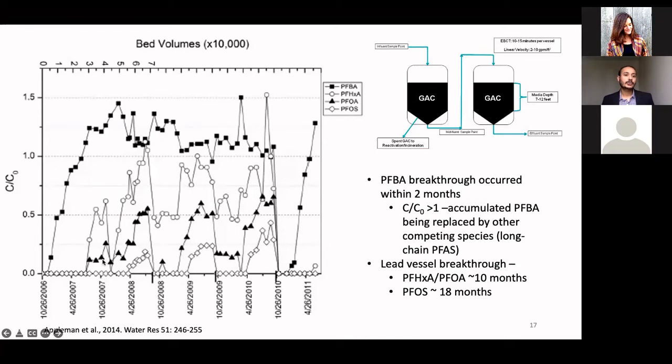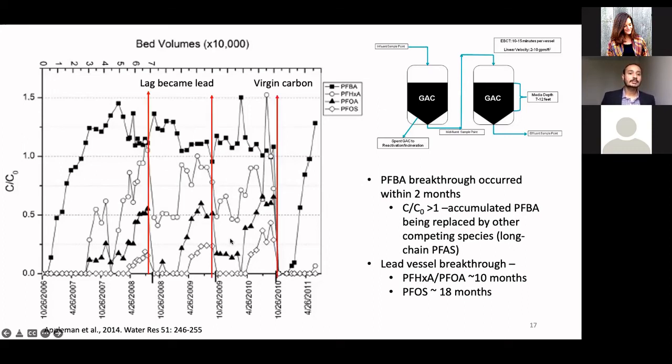Here we see the breakthrough curves of various PFAS in plant number 18, which is actually optimized for PFAS removal. This plant was designed as a lead-lag design, meaning it had two columns of GAC filtration in series. The first column is called the lead column, and the second column is known as the lag column. The purpose of such a design is that when the lead column is exhausted, you still have a backup column that can continue to operate to remove PFAS while the lead column is being replaced with fresh carbon or with reactivated carbon.